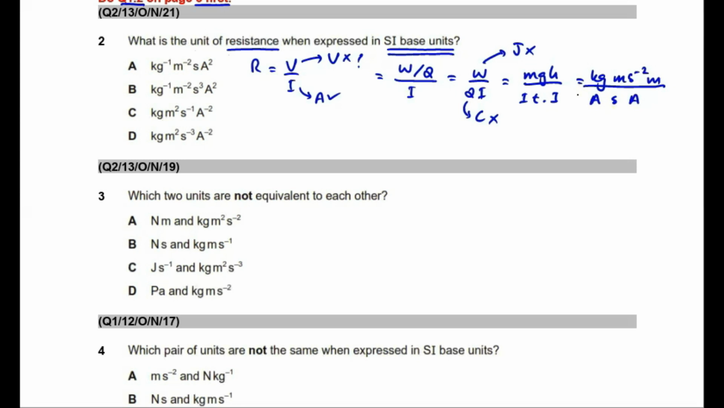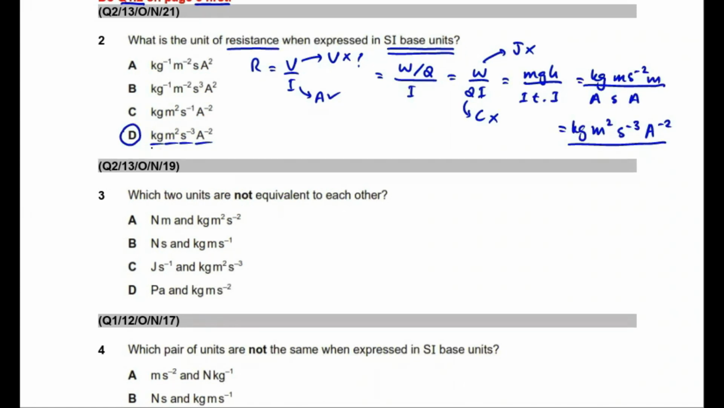Now, all we have to do is simplify this expression. Simplifying this expression gives kilogram meter squared s to the minus 3, A to the minus 2. So these are the SI base units of resistance. So students, see, it is option D which is correct. Kilogram meter squared per second cube per ampere squared, right? Let's do the next question now.